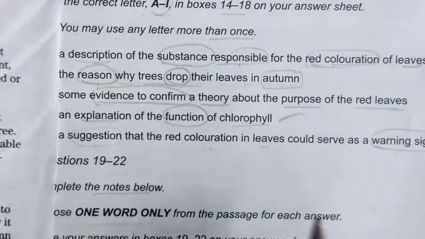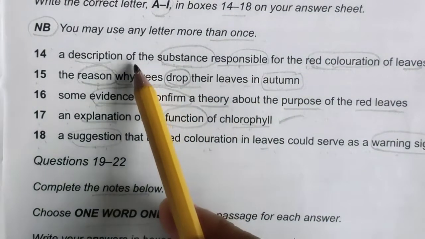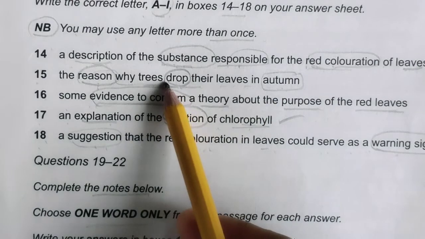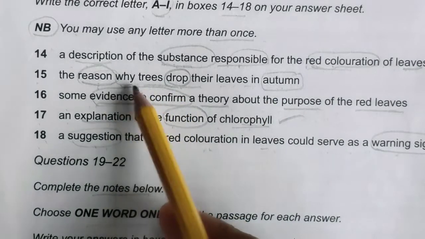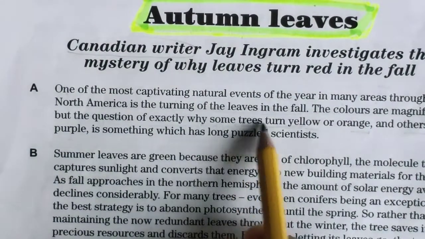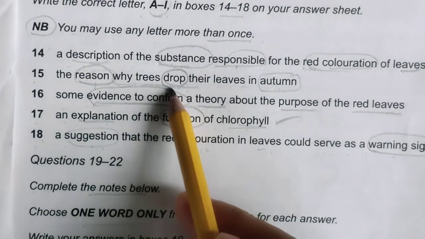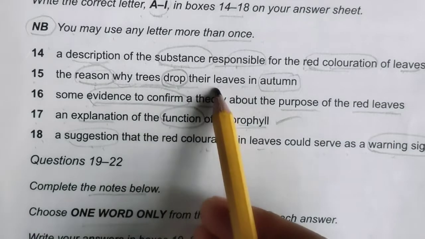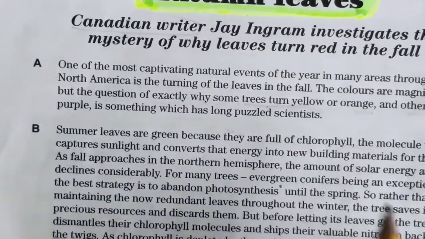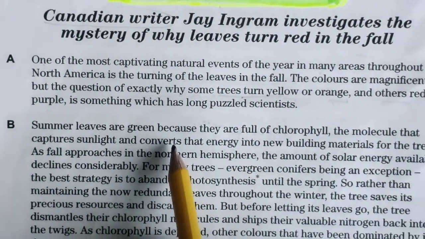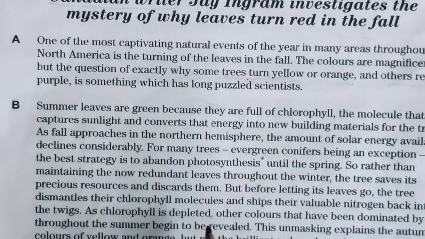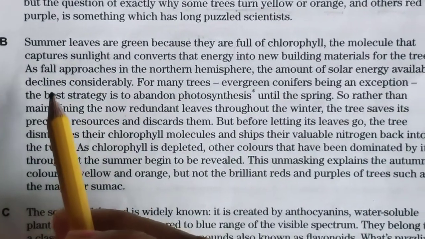Yes, first we were looking for red coloration. The word is there, but why some trees turn yellow or orange? Okay, here they are talking about a different thing: why trees drop their leaves in autumn. So in A, according to my view, no options are matching. Let's go to B.